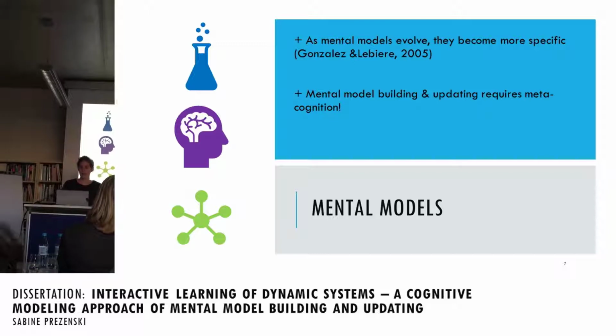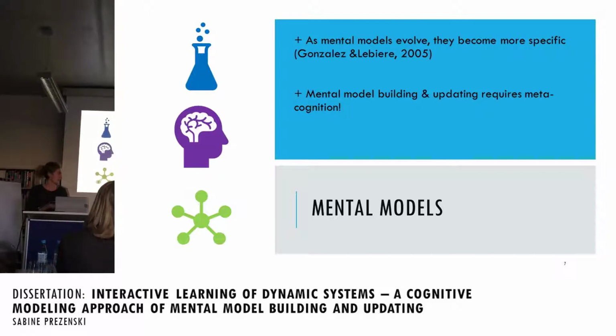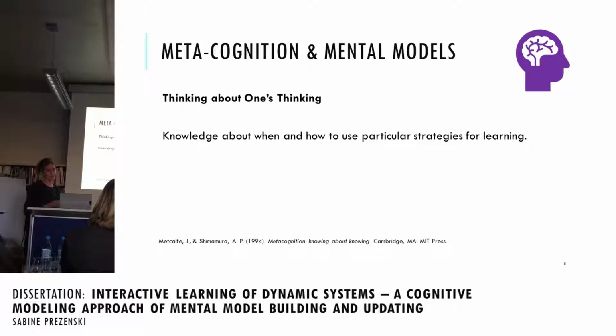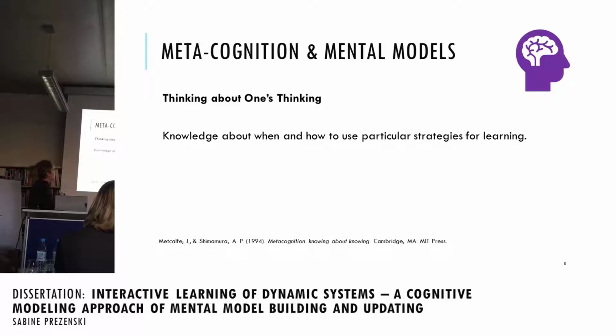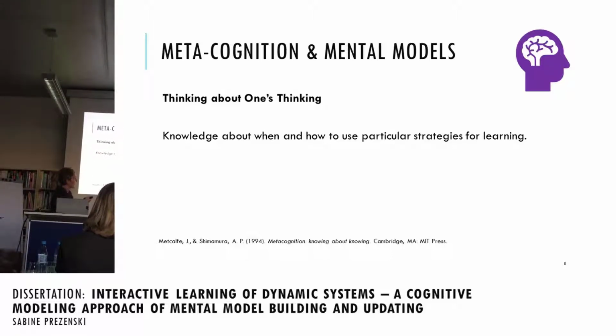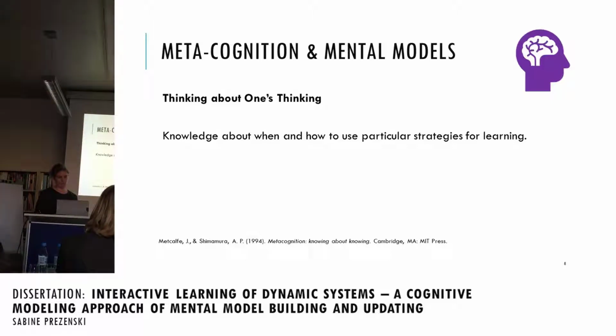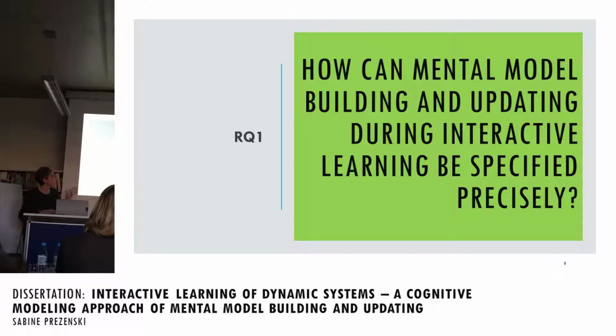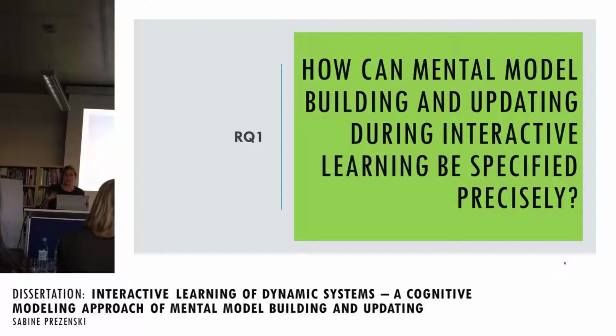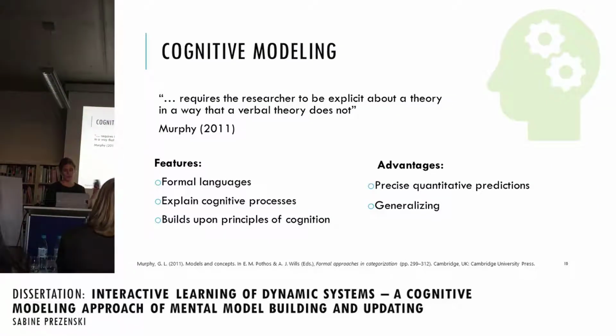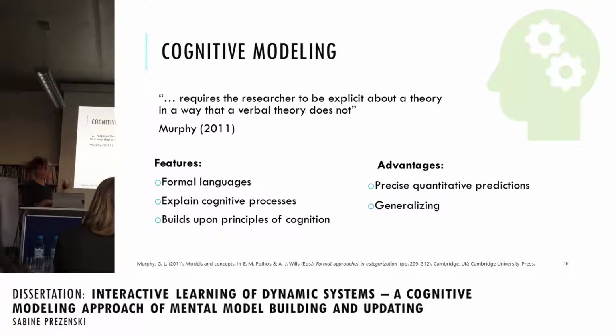What's also important is that as mental models evolve, they become more specific, and mental model building and updating also requires metacognition. So what is metacognition? Metacognition is thinking about one's thinking. It's knowledge about when and how to use particular strategies for learning. And so the question of my thesis is, how can mental model building and updating during interactive learning be precisely specified? So one method that is very helpful here is cognitive modeling.